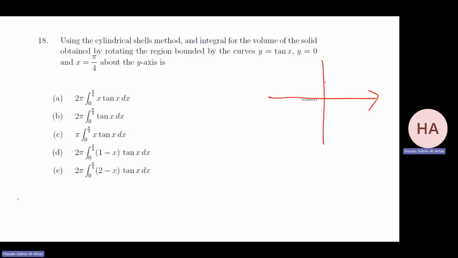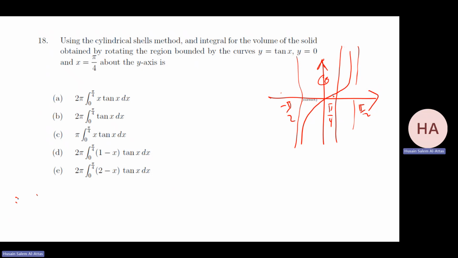Okay, I have y equal tan x. This is tan x, and this is pi over 2 and minus pi over 2. And they want y equal 0 and x equal pi over 4. This is x equal pi over 4 and y equals 0. So I'm talking about this region. Y equals 0, which is the x-axis. I'm talking about this region, and about the y-axis.